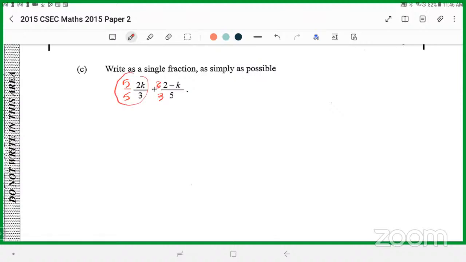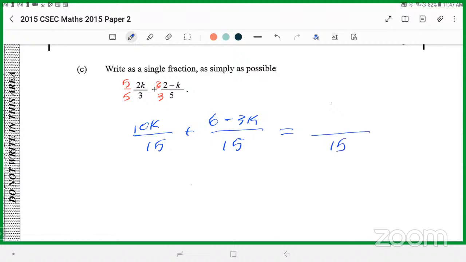So I'm going to work this out, which is going to give me 5 times the 2k is 10k over the 5 times 3 is 15. This plus, then I'm doing 3 times these two values now. So it's 3 times the 2 first is 6, and 3 times the minus k, negative 3k, all of that over 15. Now that they have the same denominator, they are related. It means now that you can finish this off by putting that common denominator of 15 and you're adding the numerator values and take good care with the signs, the negative sign, for example.